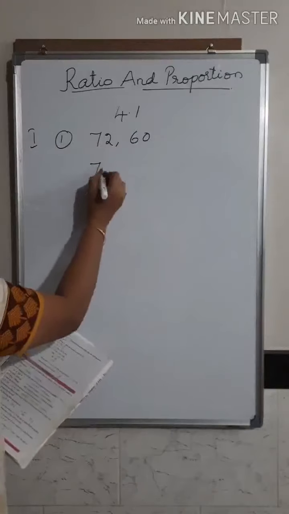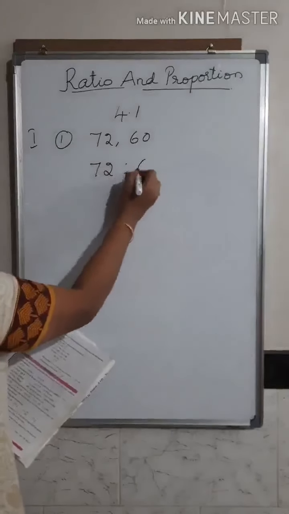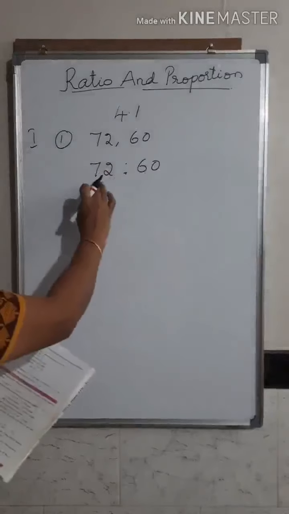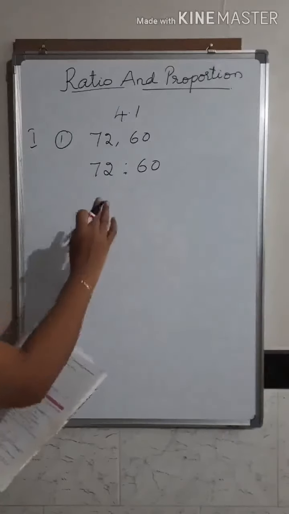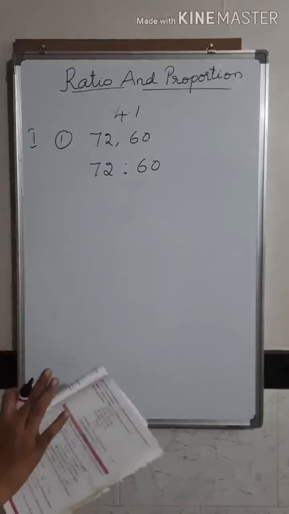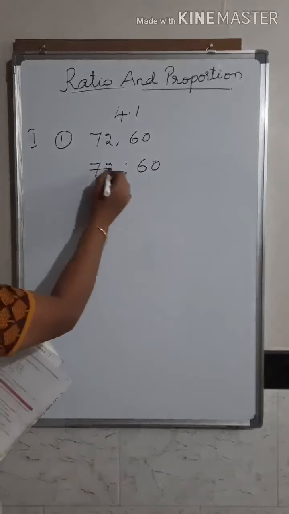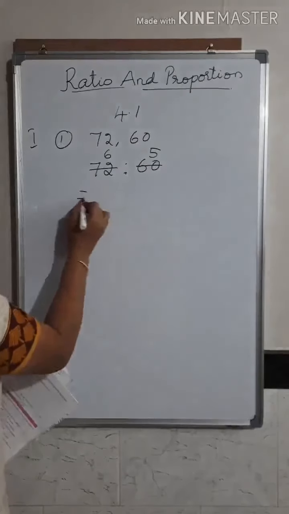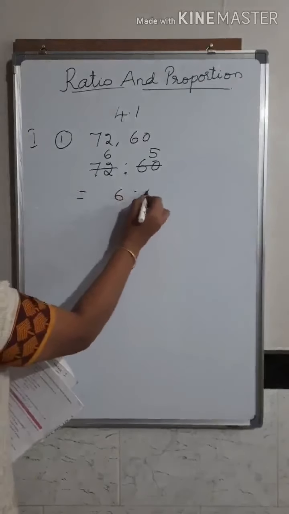First write it in the form of a ratio, 72 is to 60. The reduced form is by what number you can cancel both these numbers. You have to cancel it and write it in the reduced form. So this can be cancelled by 12: 12 6s are 72, and 12 5s are 60. So the reduced form of the ratio will be 6 is to 5.